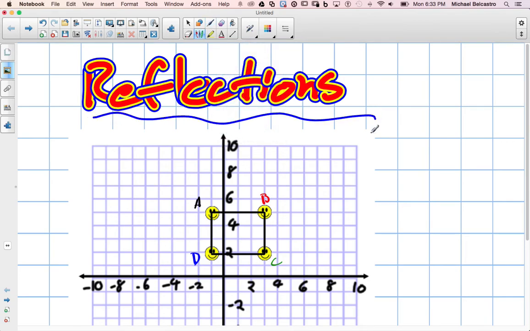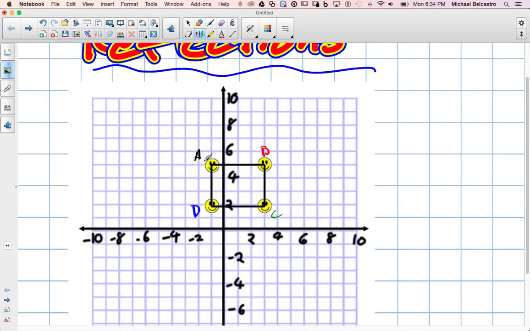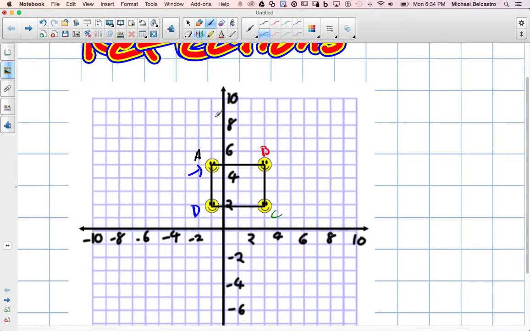Look at reflections. This can be a tricky concept here in grade 7. So we have our 4 coordinates. They've made a rectangle out of the shape here, and they have A, B, C, D. I used our happy faces to really accentuate where the point was. First thing we're going to do with this is write down what our points are.